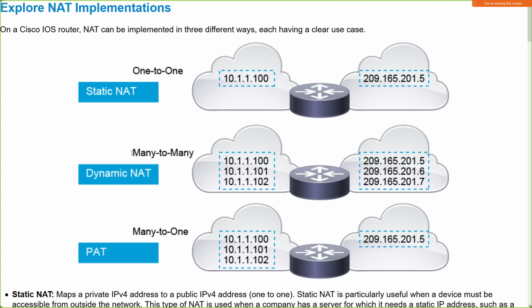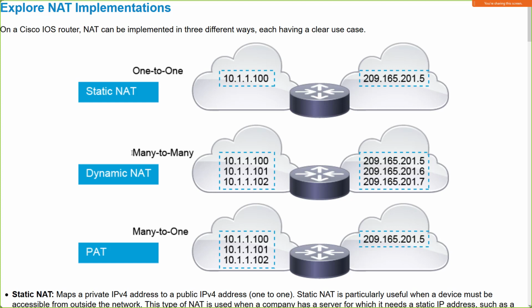So when it comes to implementing NAT, we do have 3 different choices of implementing NAT. 2 of these are used quite often. 1 is not used as often. There is a special use case scenario for it, but it's typically in very large environments.